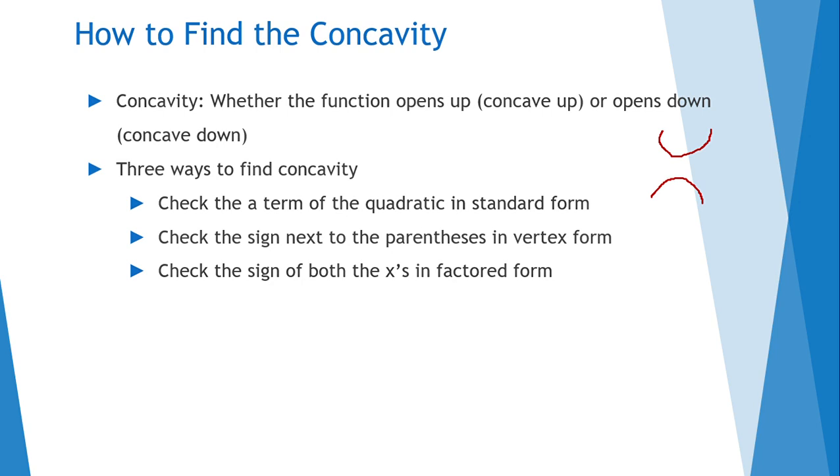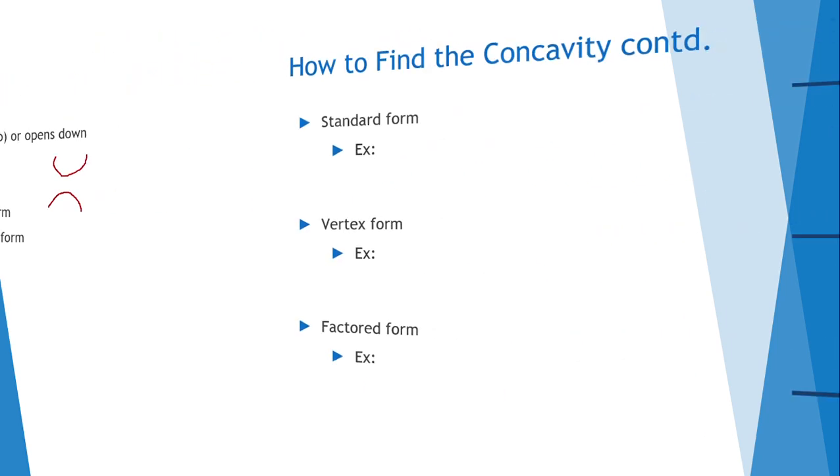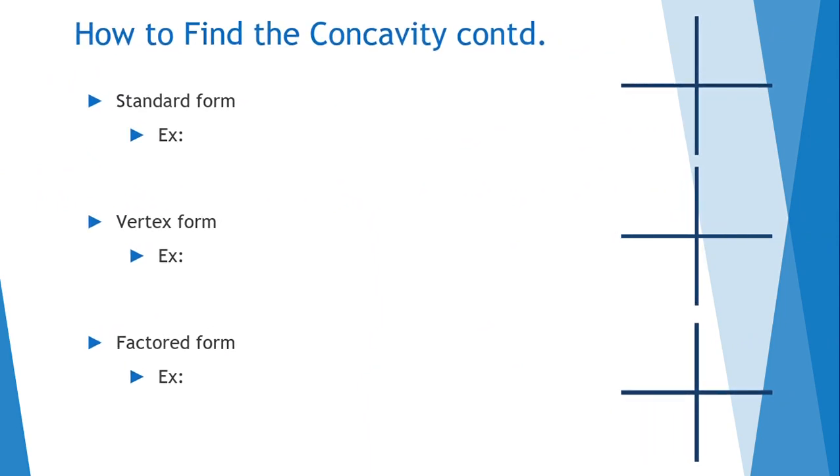But the nice thing about concavity, it's one of the easiest things to find because you can find it in every single form. You can either check the a term of the quadratic in standard form, check the sign next to the parentheses in vertex form, or check the sign of both x's in factored form, and I will show you in the next slide. So, standard form. Let's try it on negative x squared minus 2x plus 8.